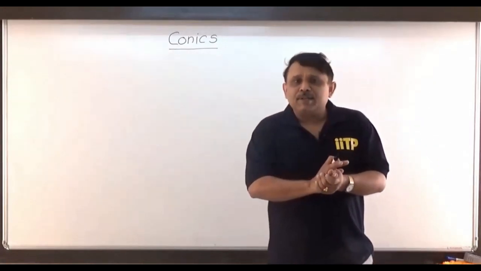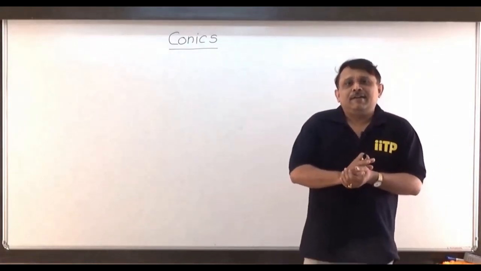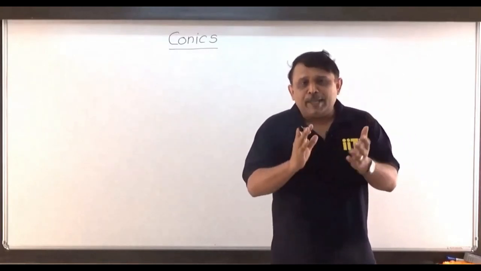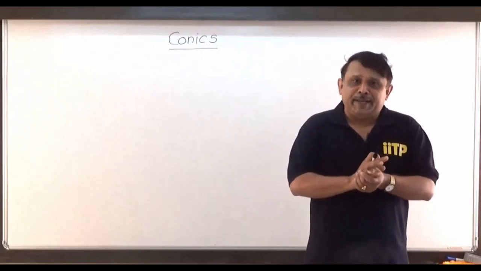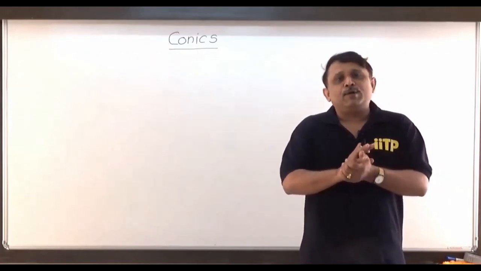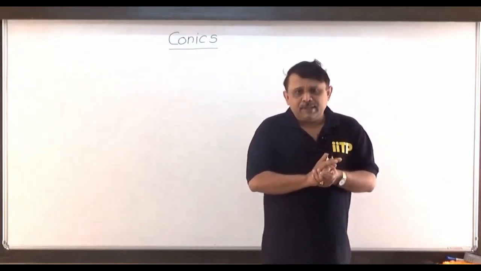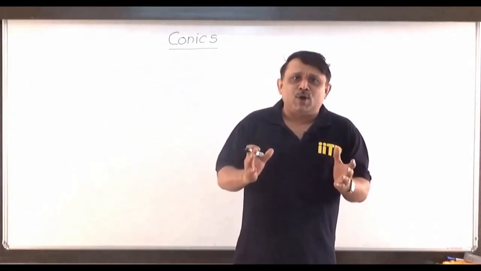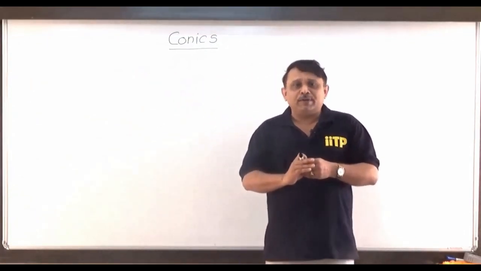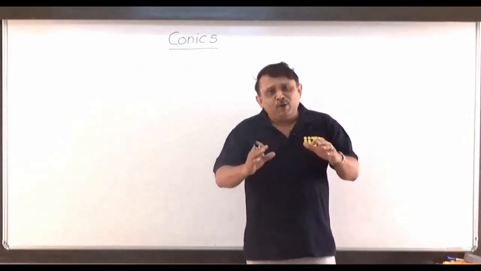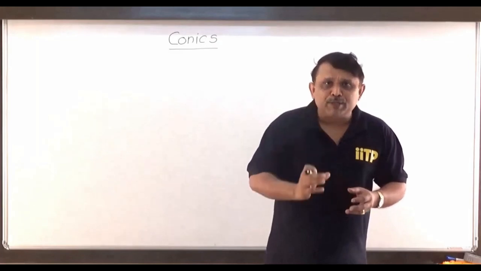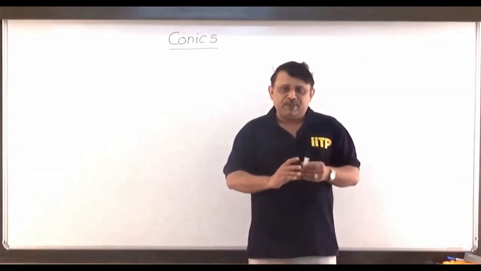The famous Greek mathematician Euclid, known as the father of geometry, around 300 BC considered various plane sections of a right circular cone and found many curves. Such curves are called conics or conic sections.